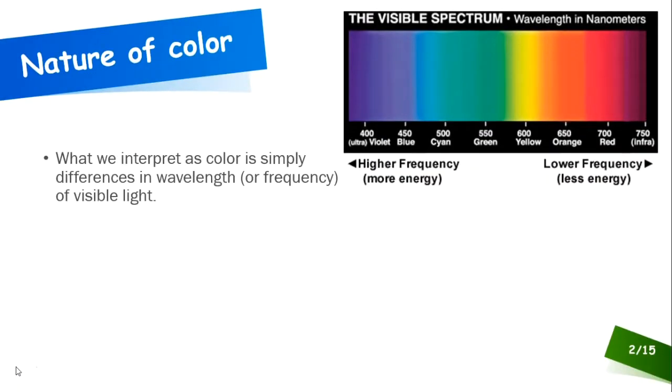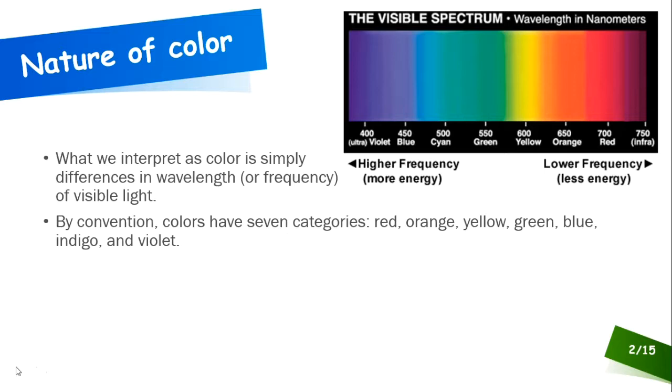First of all, we need to understand that what we interpret as color is simply differences in the wavelength or the frequency of visible light. We talked in the last lecture about the electromagnetic spectrum, and there's a rough range of wavelengths that correspond to different colors. And remember, the convention that we're going to use is when we're talking about visible light, we're going to talk about wavelengths, and for everything else we'll talk about frequencies.